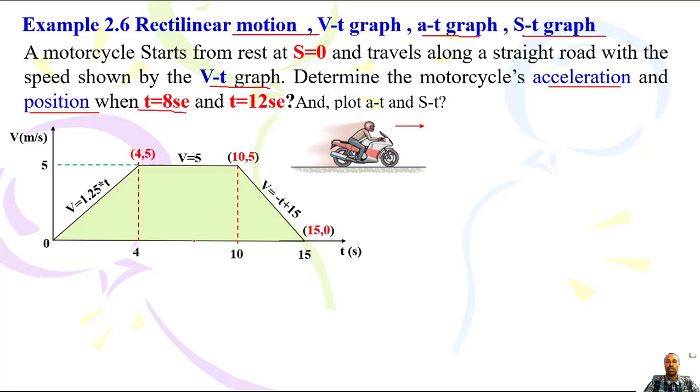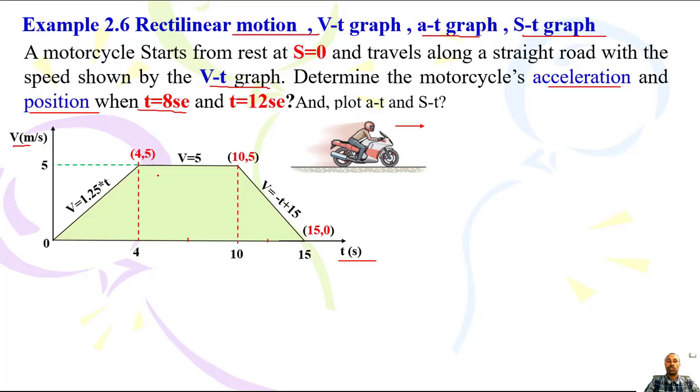Eight means around here and 12 means around here. And plot acceleration versus time and s versus time curve. Then you have an equation from 0 up to 4. This is the velocity equation. Velocity versus time curve is given.